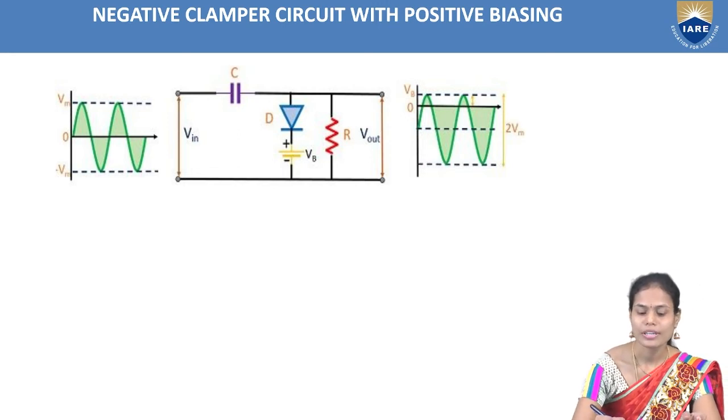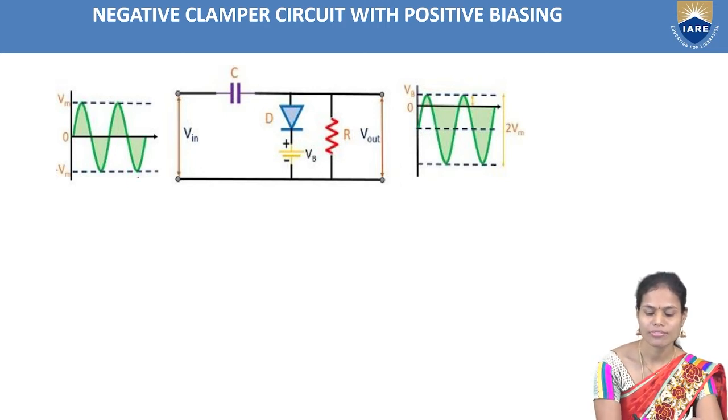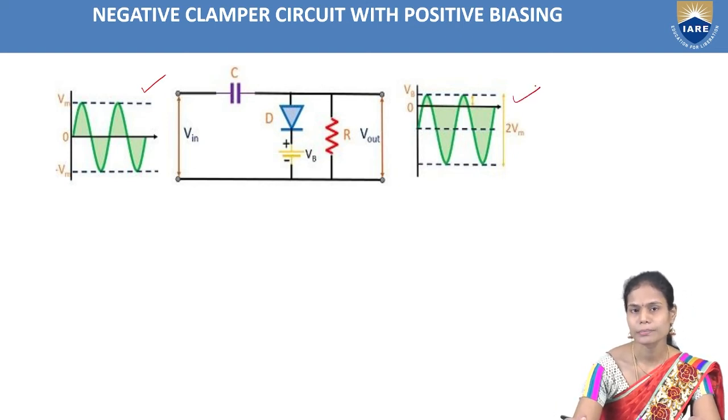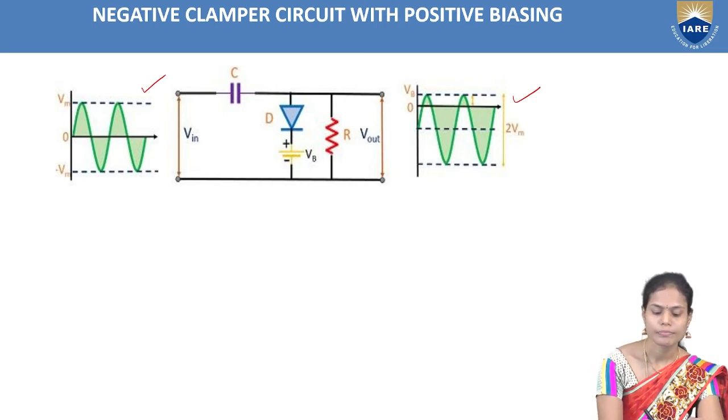So here I am considering the negative clamper circuit with positive biasing. To construct this circuit, first of all, we consider the negative clamper circuit, and we just need to include one battery here. Only one extra element, the battery, we are adding to the negative clamper circuit to make it a biasing circuit. If we apply this particular input voltage, we can observe this kind of output. Whether we are getting this output or not, we can observe by analyzing this circuit with the square wave.